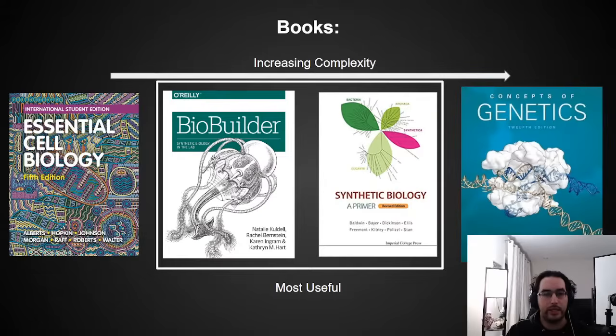Then if you want to actually dip a toe into the waters of genetic engineering and synthetic biology, the middle 2 books are fantastic. So Biobuilder, I think I've recommended many times on the channel before, but I actually bought a copy and read the whole thing, and it's fantastic. It does a really great job of explaining how genetic engineering is done. It actually includes protocols, which is cool, but it's a really great primer. Synthetic Biology: A Primer is also very good.